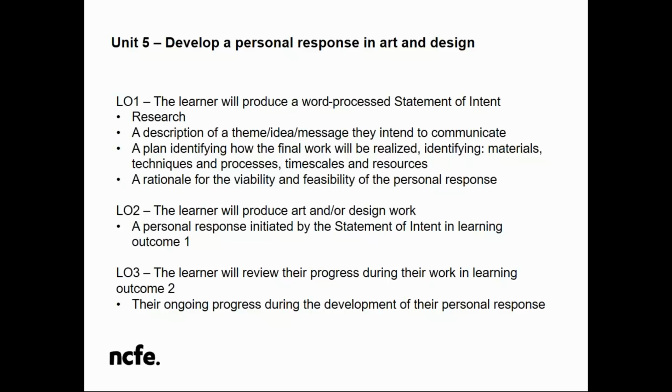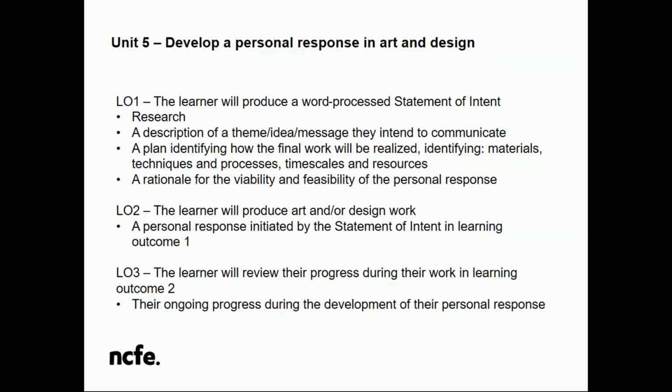Unit 5 is the double weighted unit, so has a recommended 120 GLH as opposed to units 1 to 4 which have 60 GLH. There is no sample task for this unit, as Learning Outcome 1 requires learners to produce their own statement of intent, for which they must produce research, a detailed plan and a rationale for the viability and feasibility of the personal response. The statement of intent must show application of specialist knowledge developed throughout the previous 4 units.